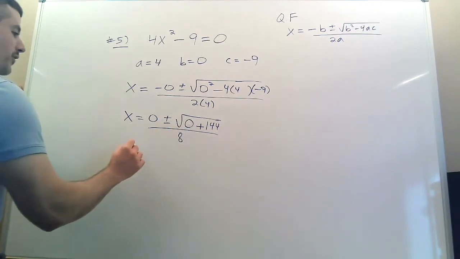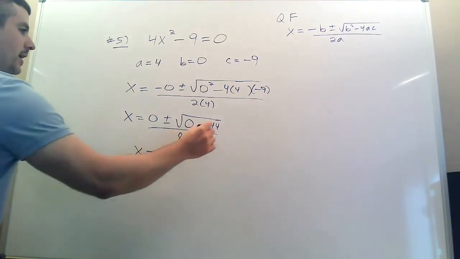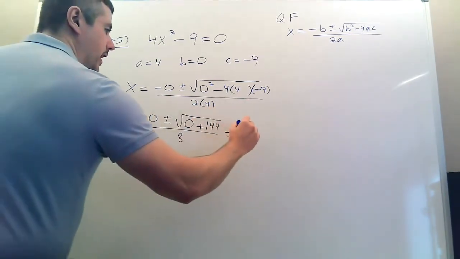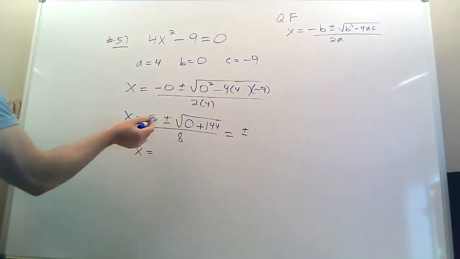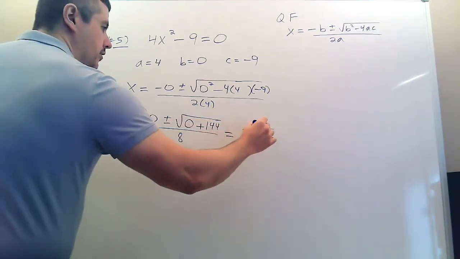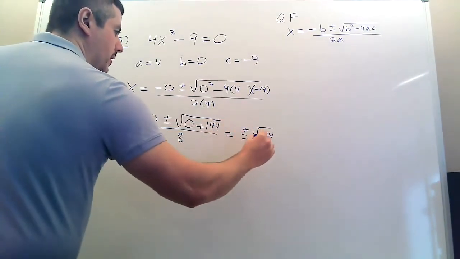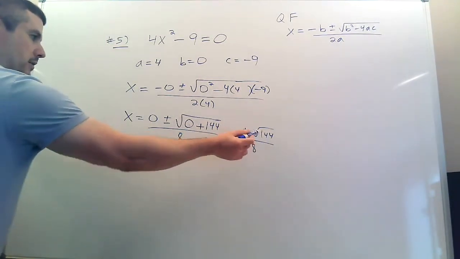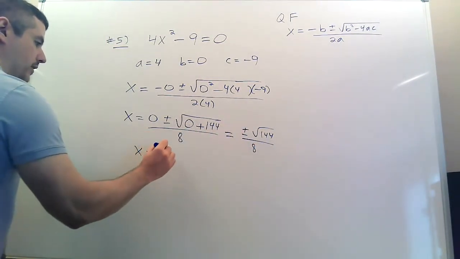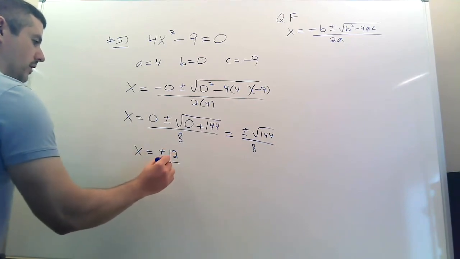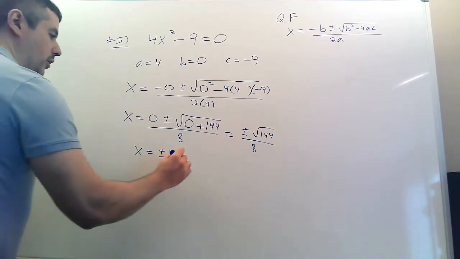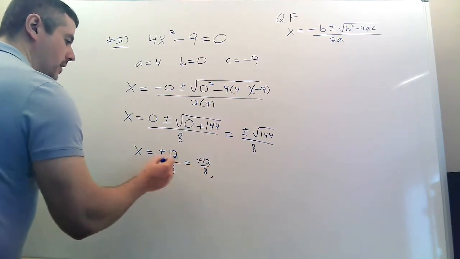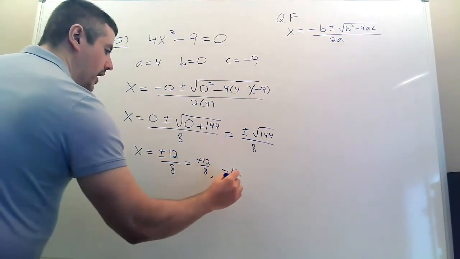So 0 plus 144. You know what? Do it over here. So more room. That's gone. Right? There's nothing there. It's 0. So just don't even put it. Here you just get 144. And here you have 8. Now, perfect square. Right? It's 12. 12 times 12 is 144. So you're going to have positive 12 over 8. And you're going to have negative 12 over 8.